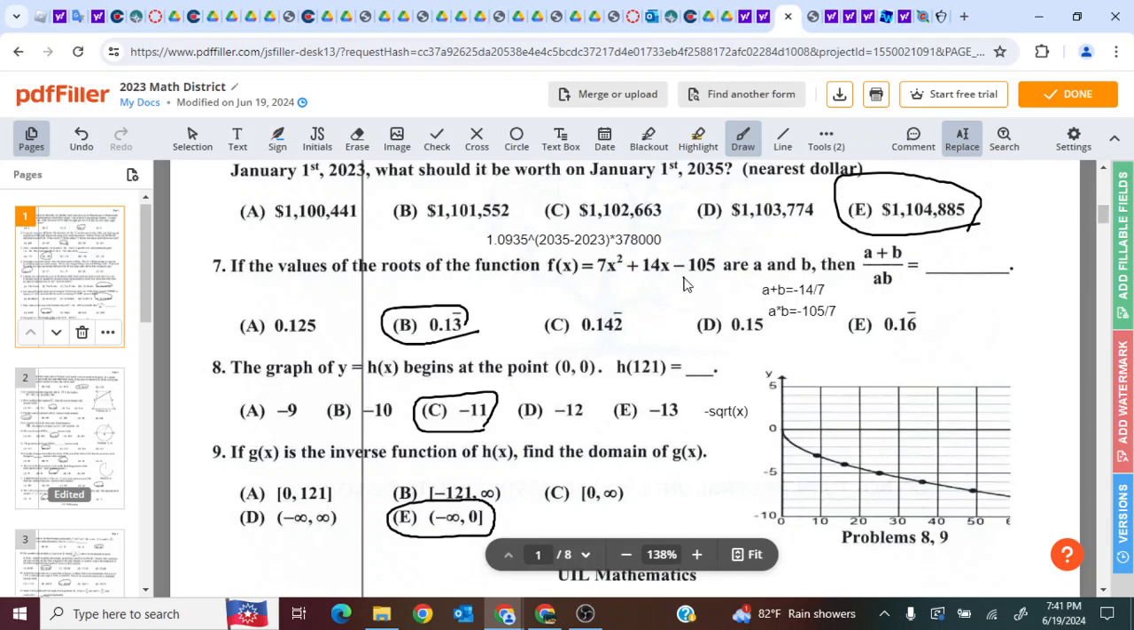7. If the roots of these functions are a and b, then a plus b over ab is equal to what? Well, the sum of the roots can be given by negative b over a. So negative negative 14 over 7 is a plus b. And then a times b is equal to this c value, the product of the roots. C, because it's the last term, is being divided by that 7 again. So if you simply put 14 over 7 over negative 105 over 7, you'll get 0.13 repeating.